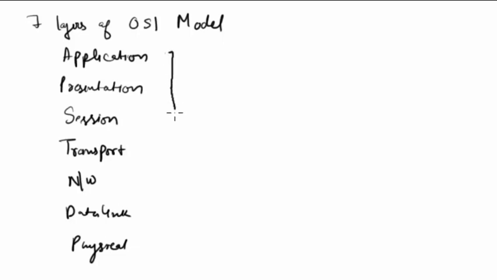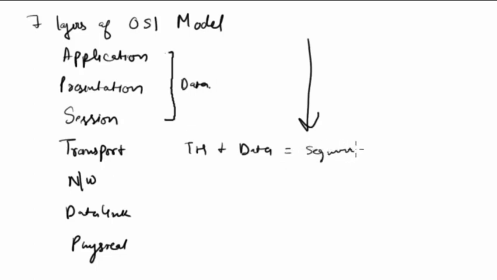Okay, now we'll talk about how data is transmitted from the upper layers to the lower layers. Now we talk about the first 3 layers: application, presentation and session, where the data is in the form of data. When we go from top to down, at the transport layer there is a transport header, and when we add the transport header to the data, it becomes a segment.